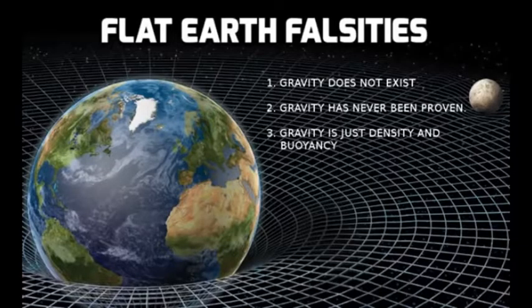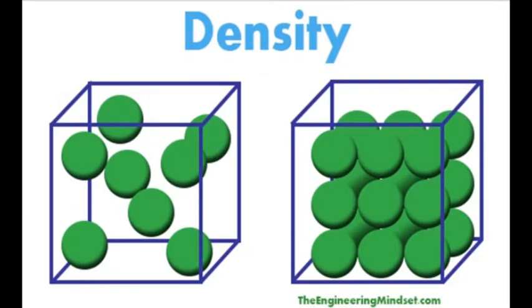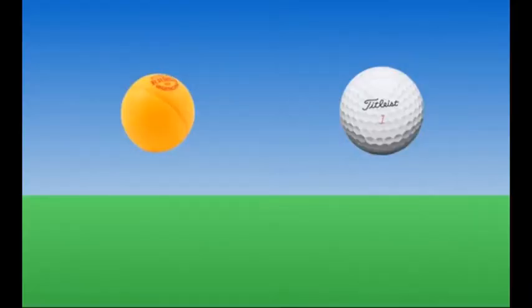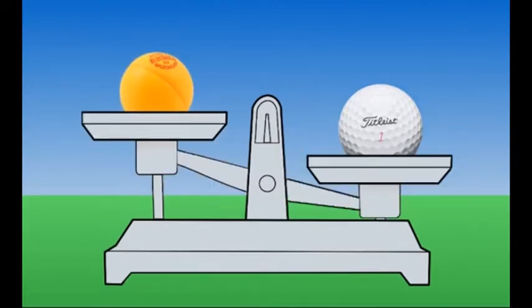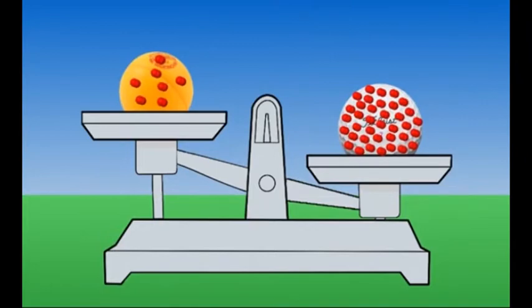Number 3, gravity is just density and buoyancy. This one just shows how confused flat earthers can be. The way they use the term density is not correct. Density refers to an object's mass compared to its volume. A ping pong ball and a golf ball, for example, are about the same size, but the golf ball weighs more because it has more molecules. We say it is more dense.